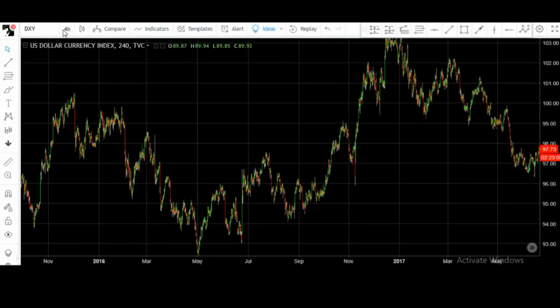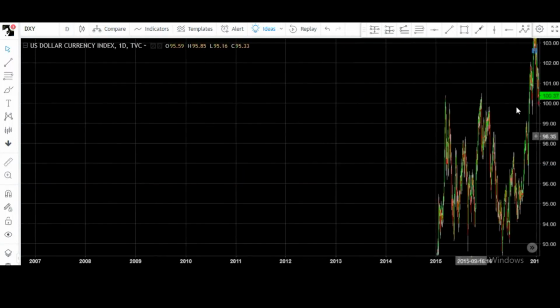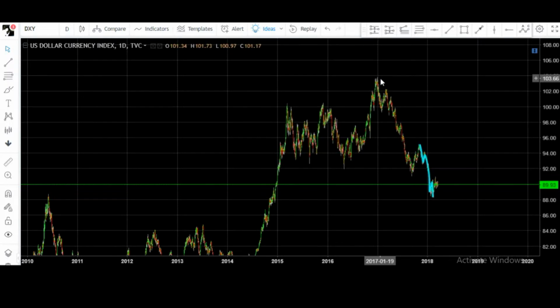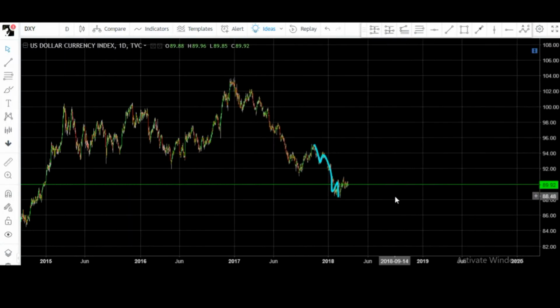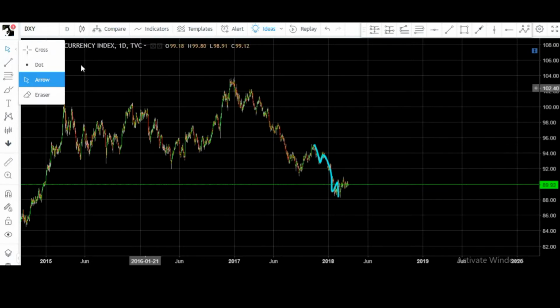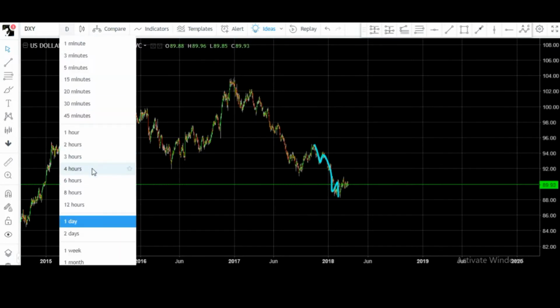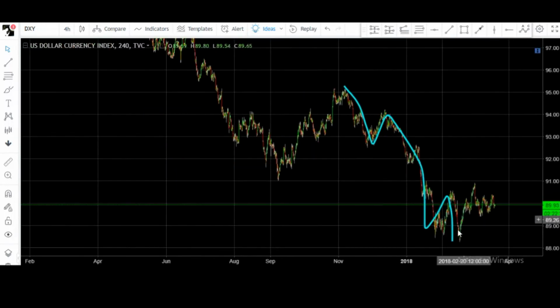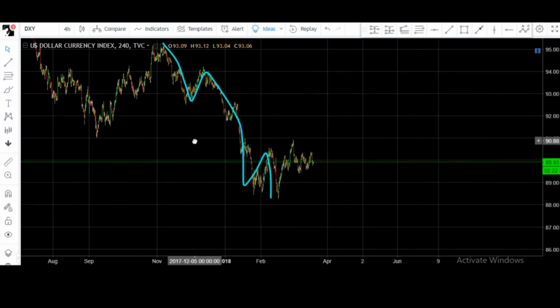If we take this back to the daily, that fifth wave didn't push far beyond the fourth wave. In the same way, that fifth wave hasn't pushed far below the fourth wave. And there was a lot of debate about whether that was the fifth wave or not. But it now looks as though that was the fifth wave and it's done. And now we're into this corrective phase.